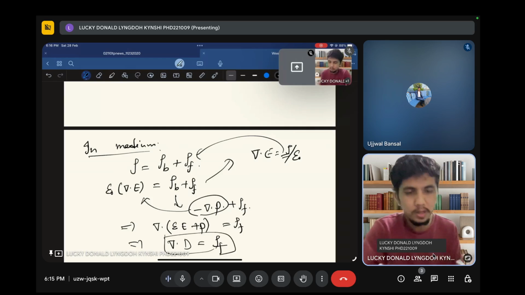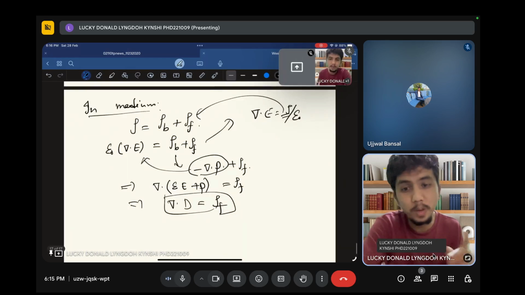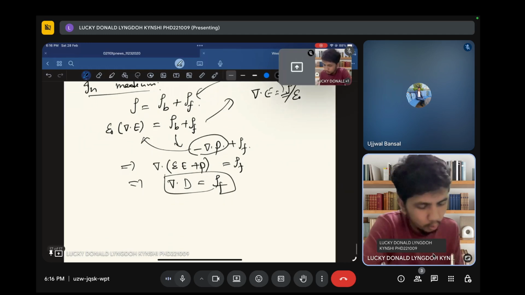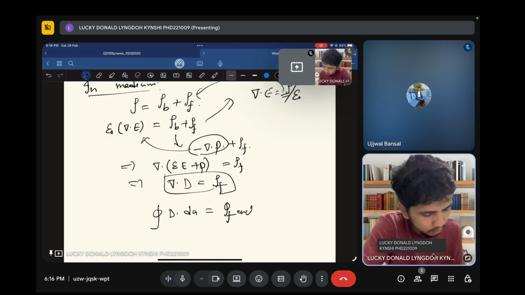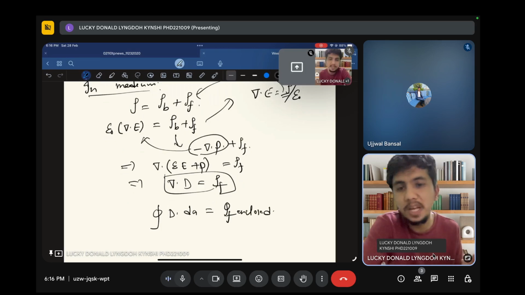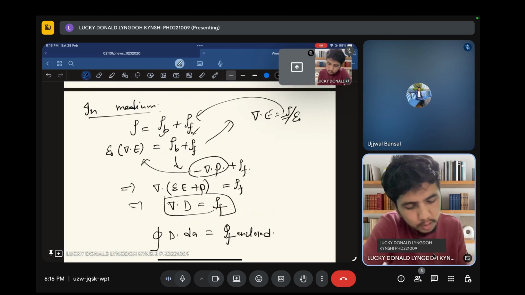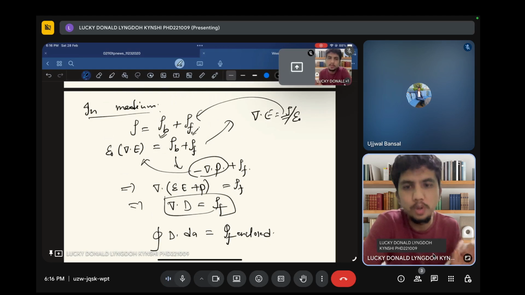This is the same formula I used when I calculated the displacement vector, if you recollect. Now del dot D is equal to simply rho F, or you can write the integral of D dot dA equal to Q free enclosed. This is the same thing as Gauss's law, but instead of just the free charge, you also introduce the bound charge in the case of a medium. Otherwise it's the same. Gauss's law remains the same; it's just a slight modification of your charge.